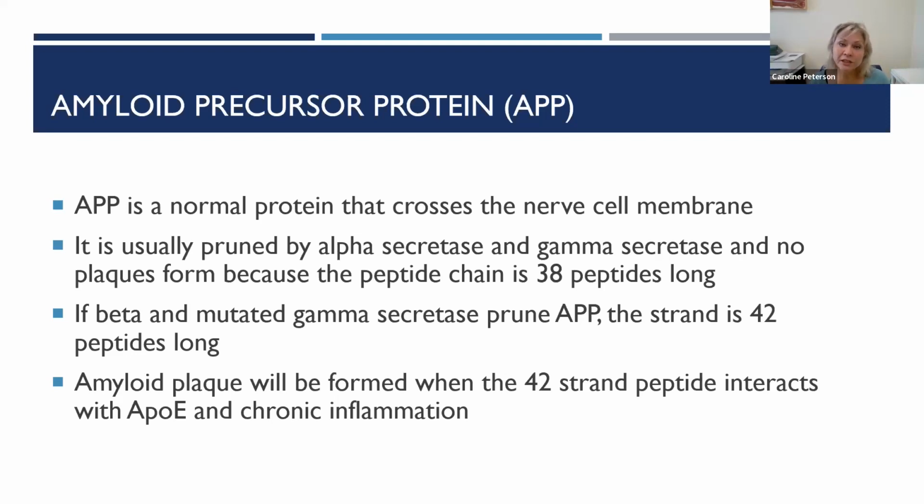But sometimes what'll happen is that instead of alpha secretase doing the cutting, you'll get beta secretase coming in. And sometimes there's even a mutated gamma secretase. When they prune the APP, you start getting these long strands. It can go up to 48. And then the body's like, wait, this is really long. It's getting kind of tangled. And then what happens is that it interacts with apolipoprotein E. And if there's inflammation present, then it will start getting tangled on itself and forming these plaques.